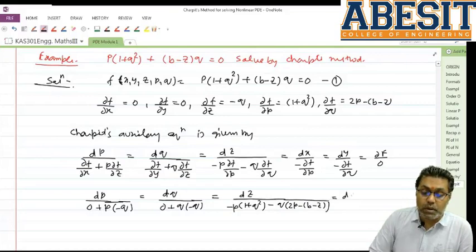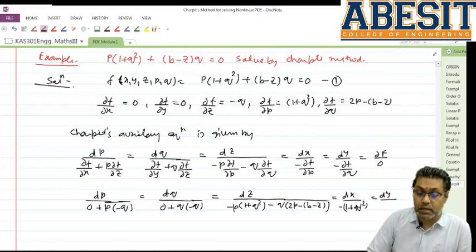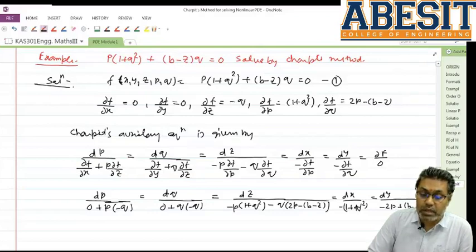is equal to dx upon del f upon del p, that is 1 upon q square. This is of negative sign, and del f upon del q माइनस का है तो this is minus 2p, प्लस का हो जाएगा ये b minus z is equal to df.